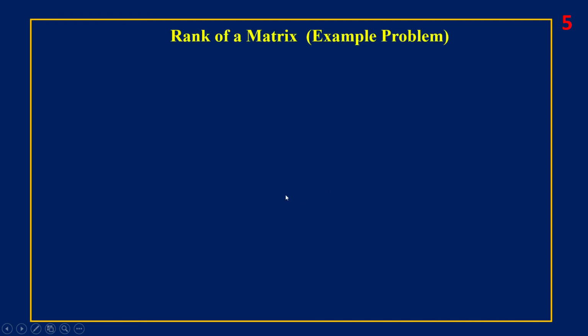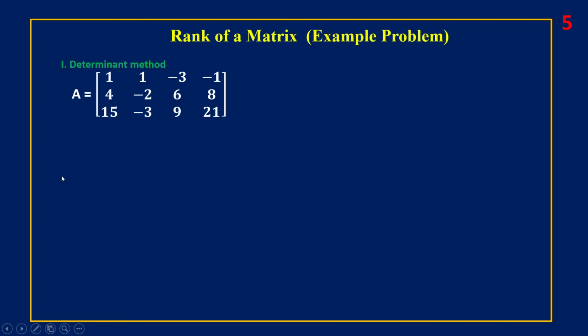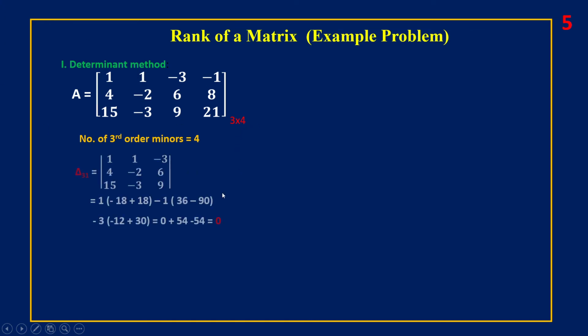And for the rectangular matrix, I have considered a 3 cross 4 matrix. Here the number of third order minors, 4 minors are there. So already I have explained about the third order minor. So here any one third order minor we can find. First I have considered column 1, column 2 and column 3 only. So we can find the minor value.